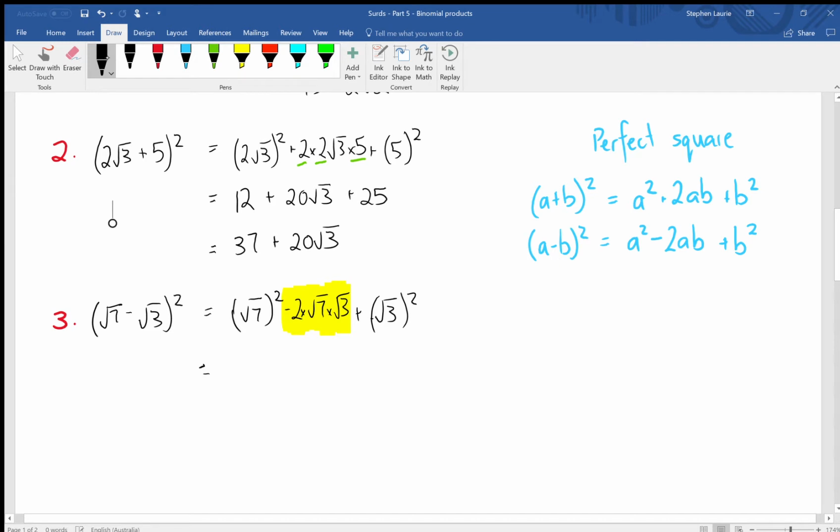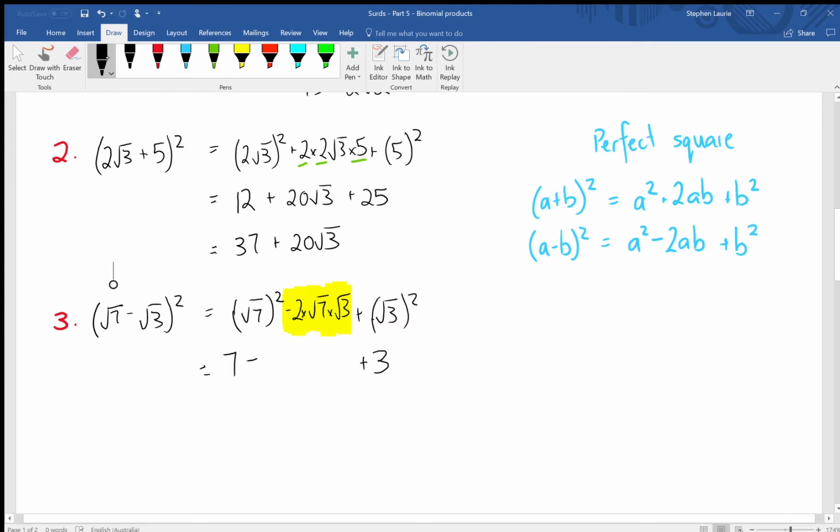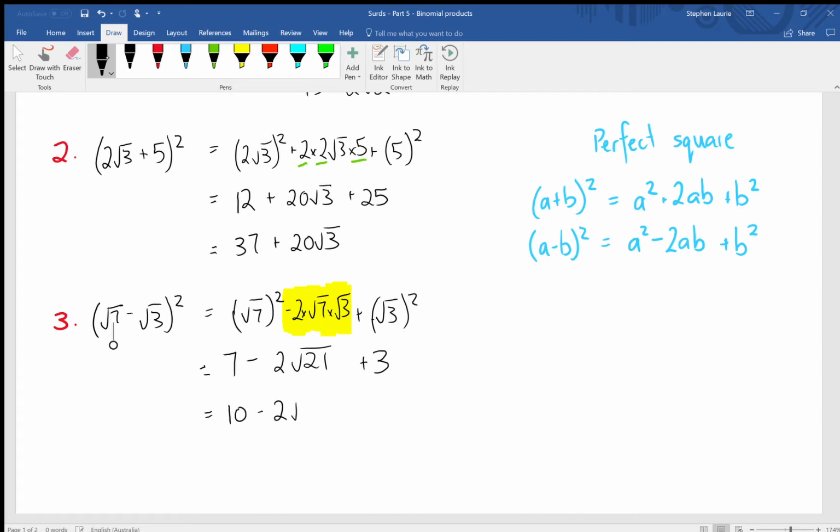Alright, well, square root of 7 squared is just 7, and the square root of 3 squared is just 3, and in the middle we have 2 times root 7 times root 3. Remember that when we have 2 surds multiplied by each other, we can put them under the 1 square root, and 7 threes are 21. So we have 2 root 21 in the middle. Combining the 7 and the 3, we get 10, and there is our answer. 10 take away 2 root 21.